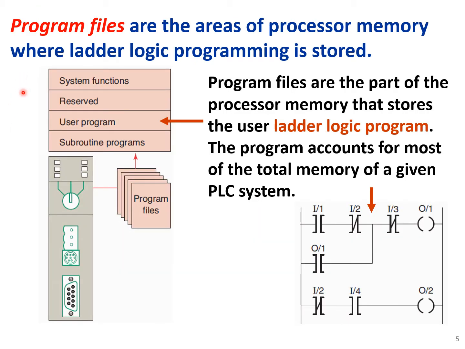Program files are the area of processor memory where ladder logic programming is stored. Program files are the part of the processor memory that stores the user ladder logic program. The program accounts for most of the total memory of a given PLC system. So we have system functions, reserved user program, and subroutine programs again. And this is our ladder logic program.